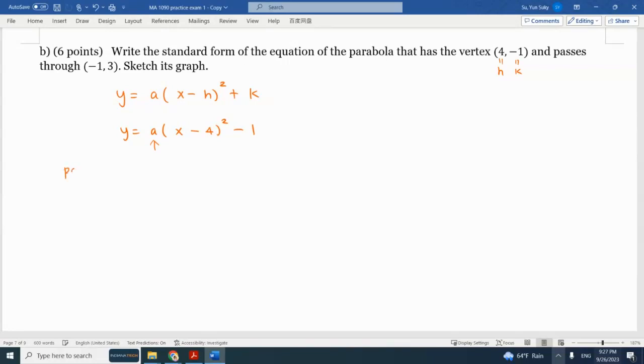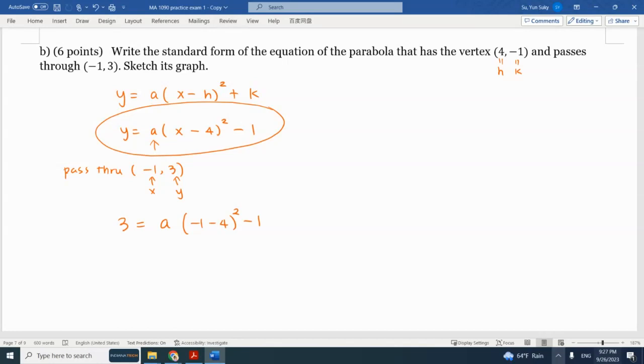It tells you the parabola passes through the point (-1, 3). So this information can help us to find the a. You plug in x is -1 and y is 3 into this equation. A is the unknown. We want to find what a is. Here they are numbers.